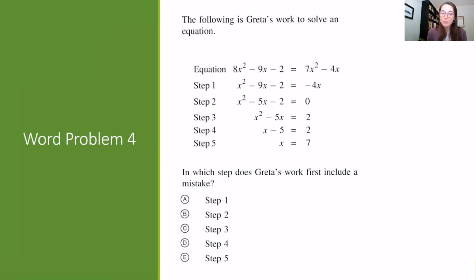So if you look at these steps 3 and 4, both of them say they equal 2. But we cannot have that. We can't have x squared minus 5x equals 2, and then x minus 5 equals 2. Changes have to happen on both sides. So we found our error. In step 4, they did not do the same thing to both sides.